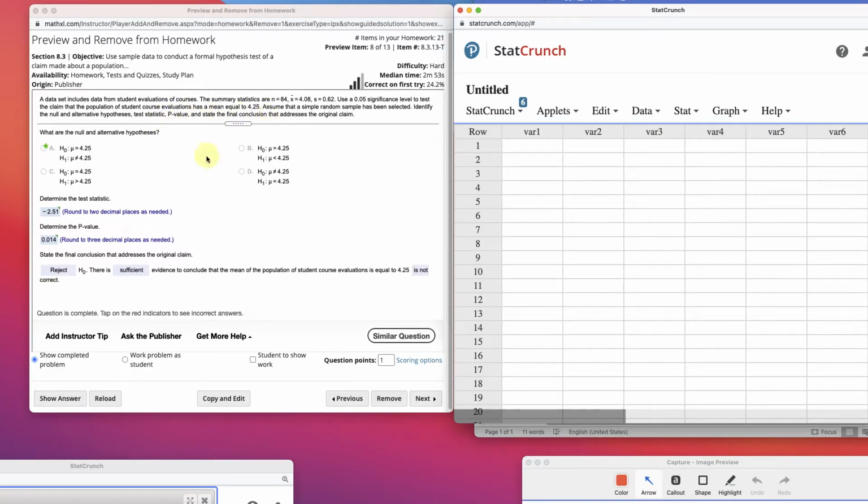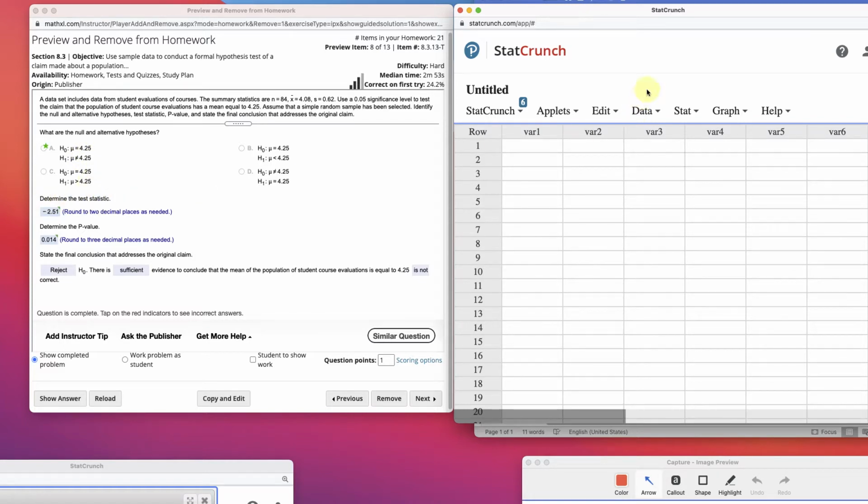Okay, well, it says that it was equal to 4.25, and it doesn't have anything about less than or greater than, so we're going to do equal to that as our null. It's always equal to, and then the alternative would have to be not equal to then. So that would be A. Now let's test that to see if this claim is true.